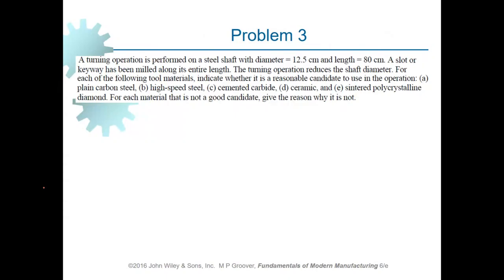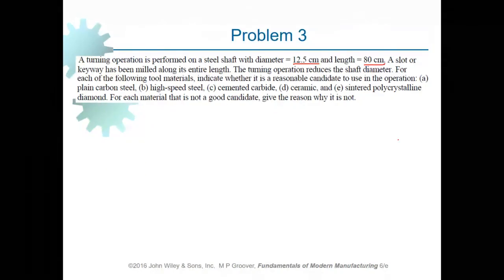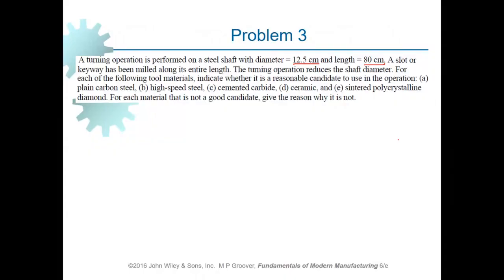Well, problem 3: a turning operation is performed on a steel shaft with a diameter of 12.5 centimeters, and the length is also given as 80 centimeters. A slot or keyway has been milled along its entire length. Well, we have a rotational workpiece with a certain length, and there is a keyway or slot which is machined all the way along the length.